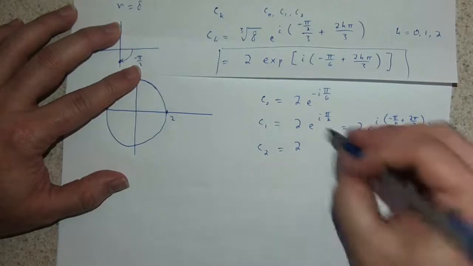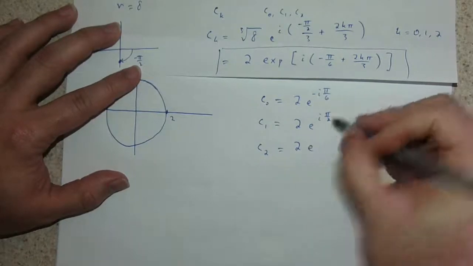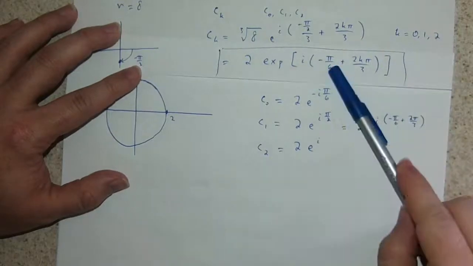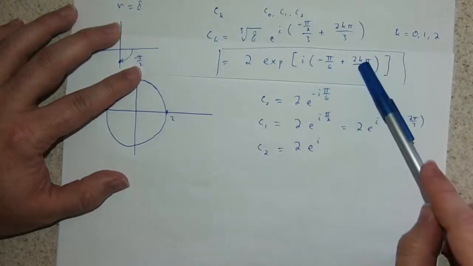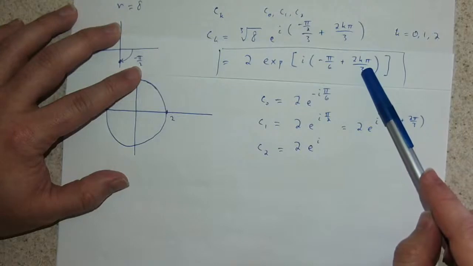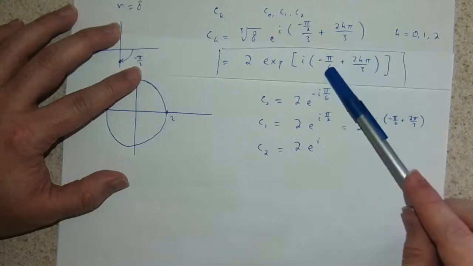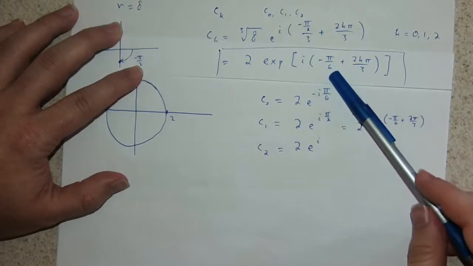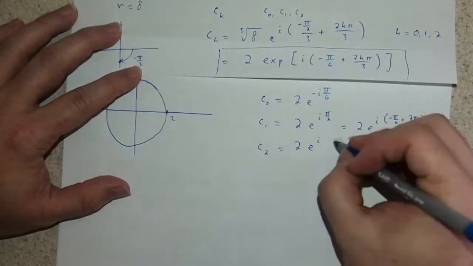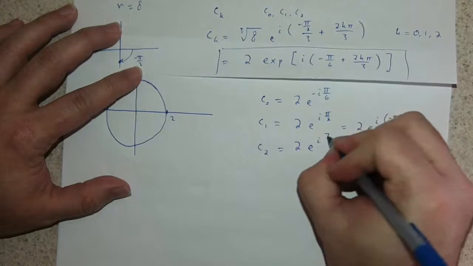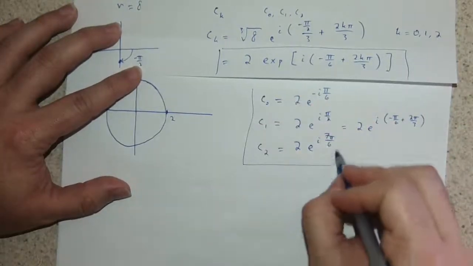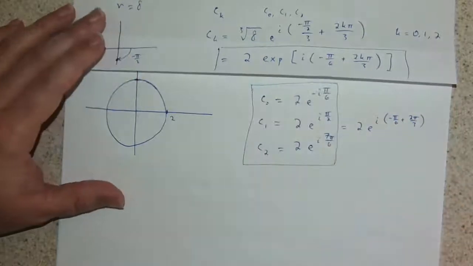C sub 2 is 2 times e to the i times, so here I have minus pi over 6. If k is equal to 2, this is 4 pi over 3, which is 8 pi over 6. So this is going to be 7 pi over 6 here. And so this is 7 pi over 6. So there's my 3 roots.